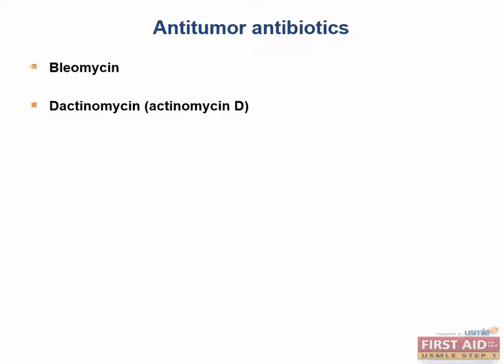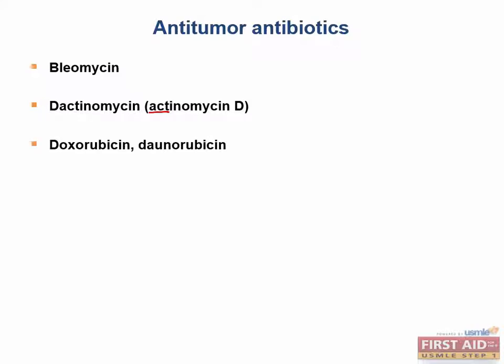Dactinomycin, or actinomycin D, intercalates DNA and works well for Wilms tumor, rhabdomyosarcoma, and Ewing sarcoma. If you think about the epidemiology of these diseases, they are all childhood tumors. A good way to remember actinomycin D is a good drug for childhood tumors is the mnemonic Children Act Out. Like most anti-tumor agents, toxicity includes myelosuppression.